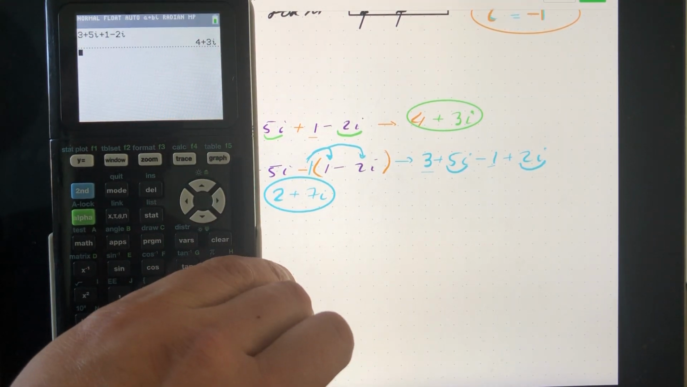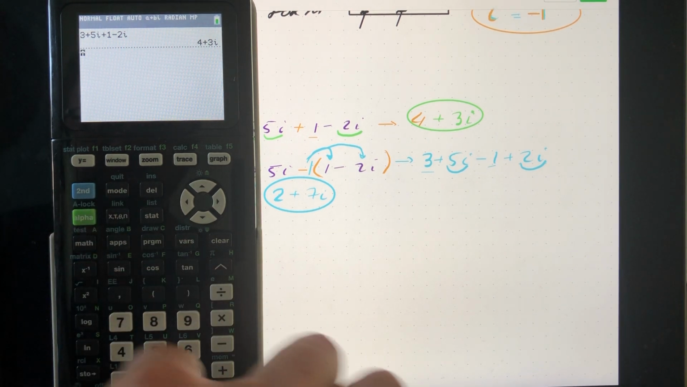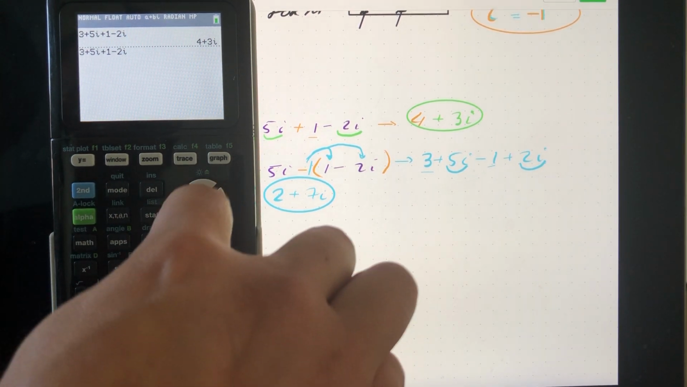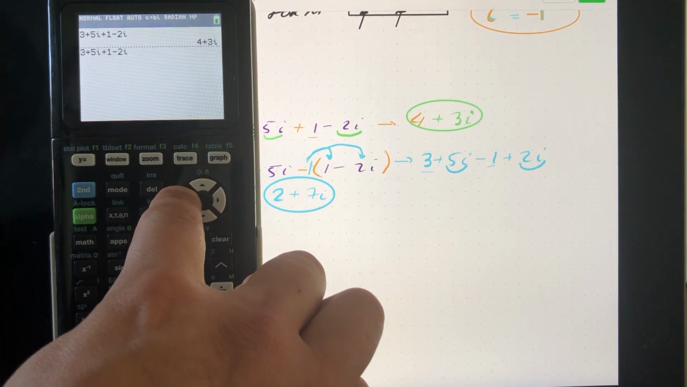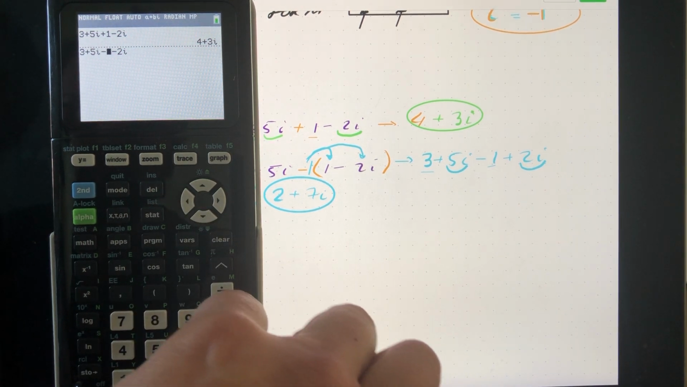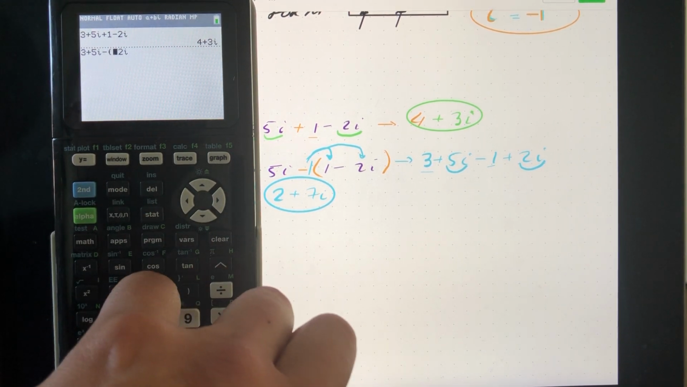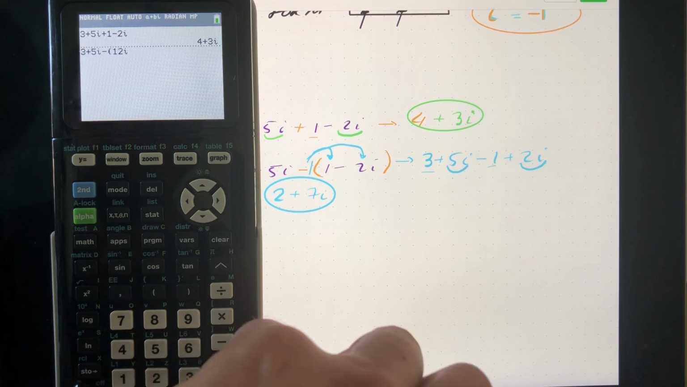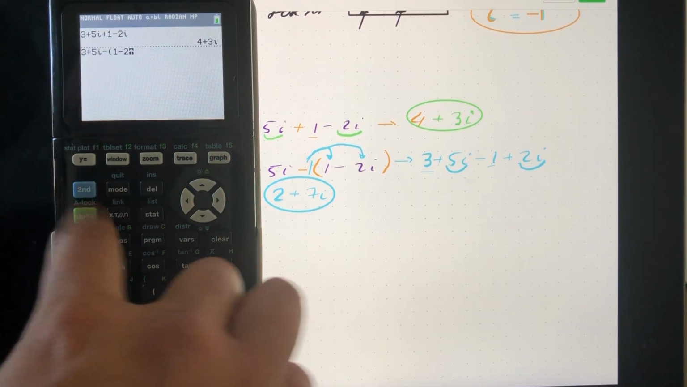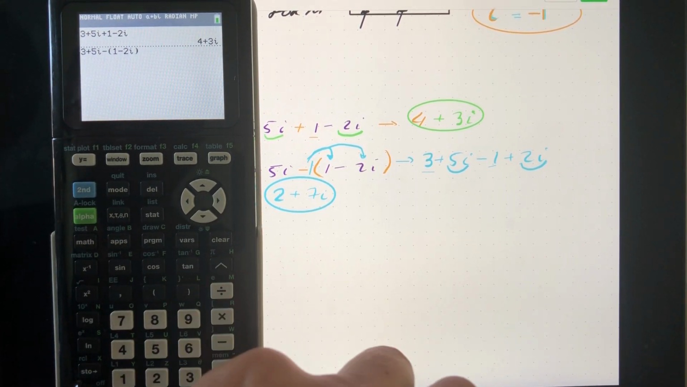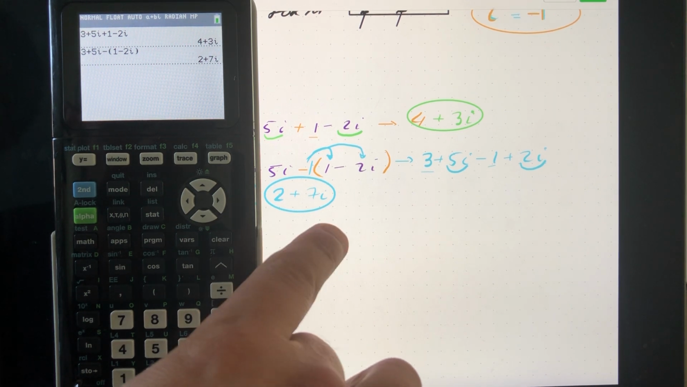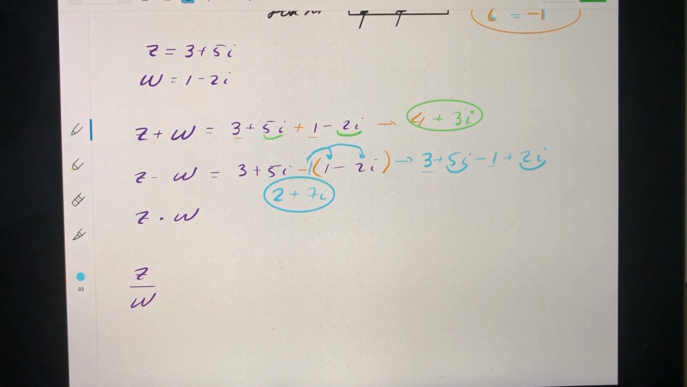So here's the calculator. I'll simply type in second enter, that brings back the old line and changes the plus to minus, but I have to remember to put the parentheses. So 1 minus 2i. Now that should be 2 plus 7i. We got the same result.